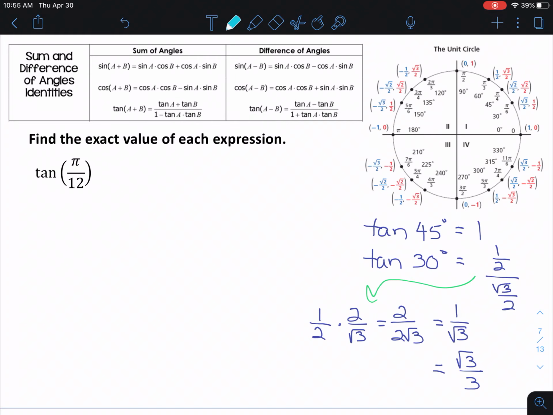Okay, so now that you have seen how to use sum and difference of angle identities, now I want to try one that's got a little bit more going on. Tangent is always a little bit harder, or I should say usually a little bit harder than the other two. The other thing that's thrown in here is you also see radians instead of degrees. Remember, they're the same, we just need to figure out the same thing.